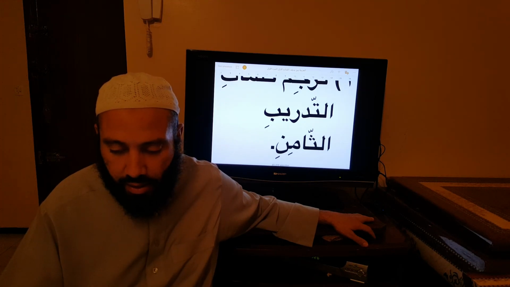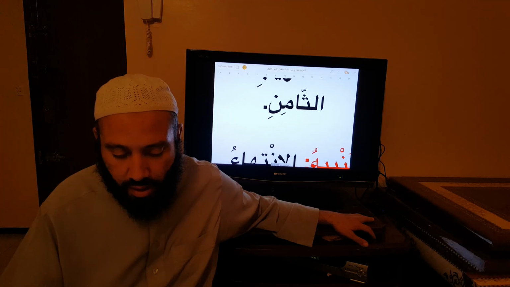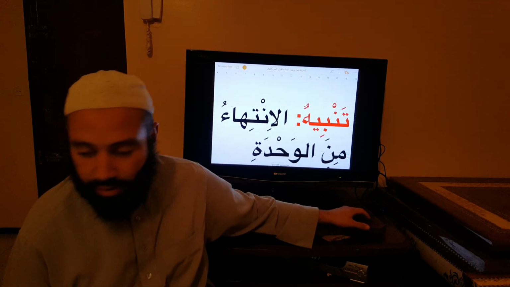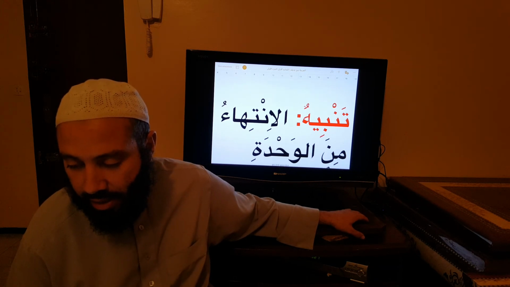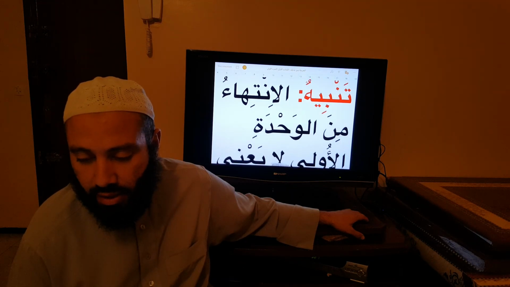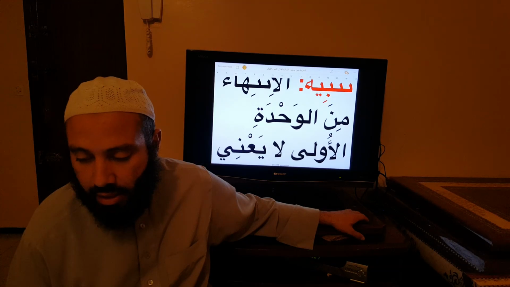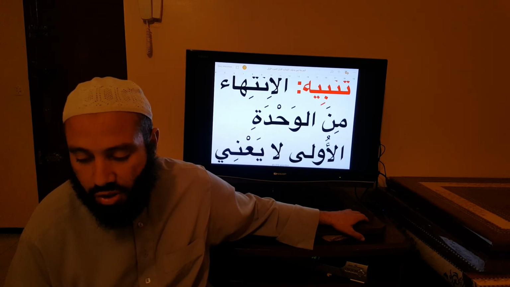Alhamdulillah, قد انتهينا من هذه الوحدة. We have finished this chapter, walhamdulillah. There is a tanbihun. It's in red. And he just wanted to show the importance of it by making it in red. Al-intiha'u min al-wahdati, finishing off the chapter. Al-intiha'u min al-wahdati al-ula, finishing the first chapter.